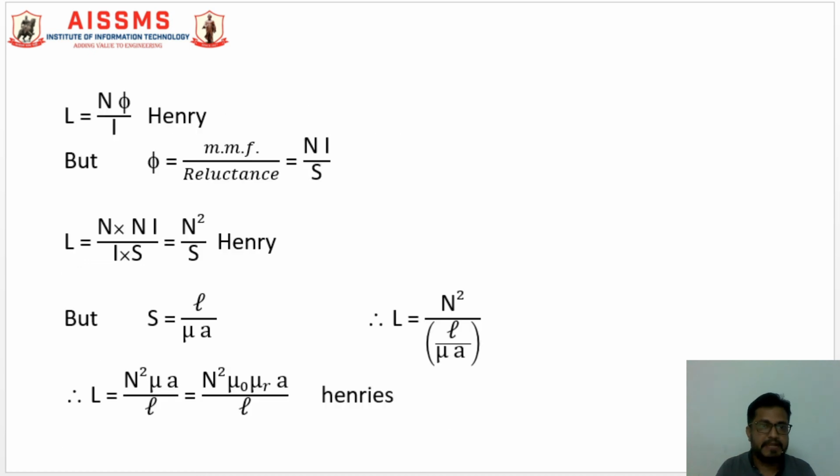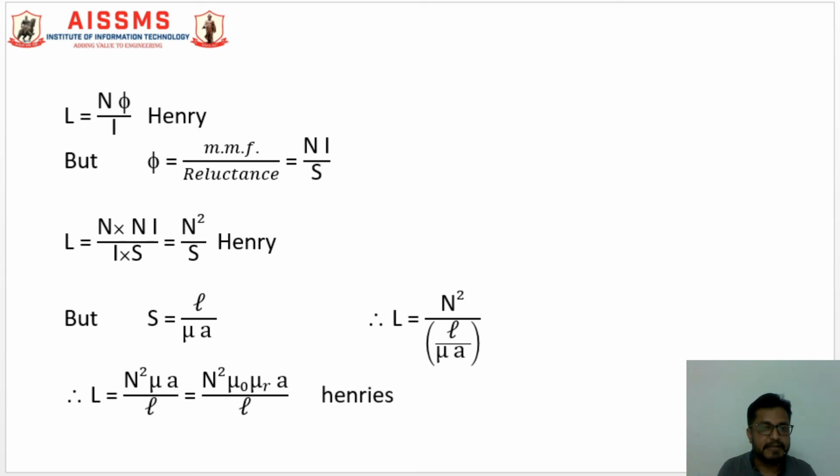So L equals N phi by I Henry. But we know flux phi is the ratio of MMF to reluctance, so it is equal to N I by S. If we put this value of flux in the self-inductance equation, then we get L equal to N into N I divided by I into S. So it is equal to N square by S Henry.